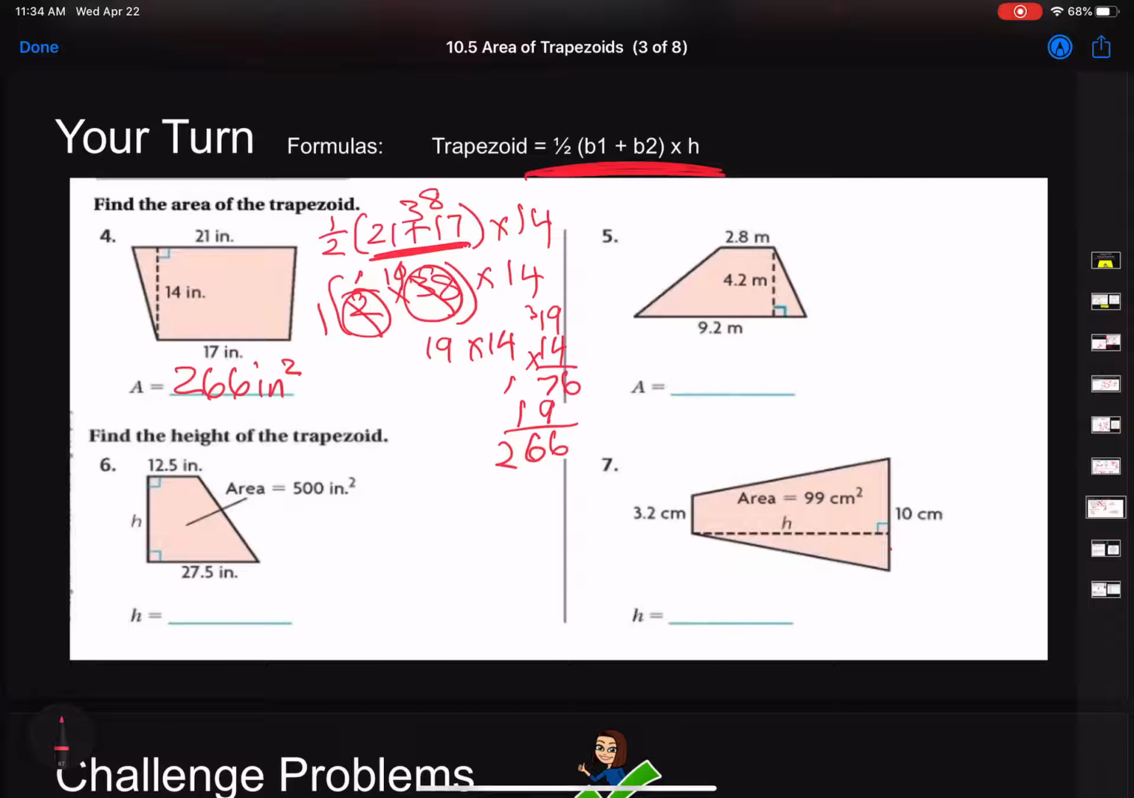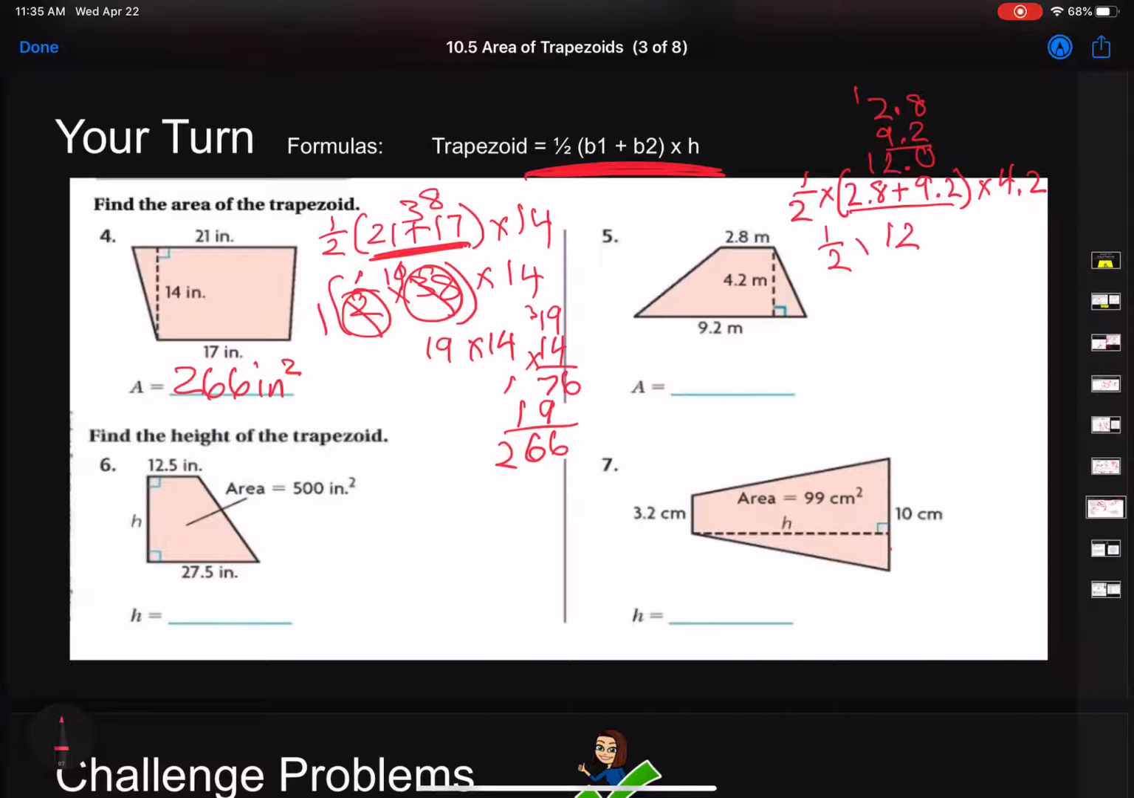Let's move on to 5. Again, we're finding the area. It's not till we get to 6 and 7 that we have to find the height. So we're going to plug in what we know so far. We're going to go 1/2 times the sum of our two bases, which is 2.8 plus 9.2, times 4.2. So you're going to add up 2.8 and 9.2, and that's going to be 12.